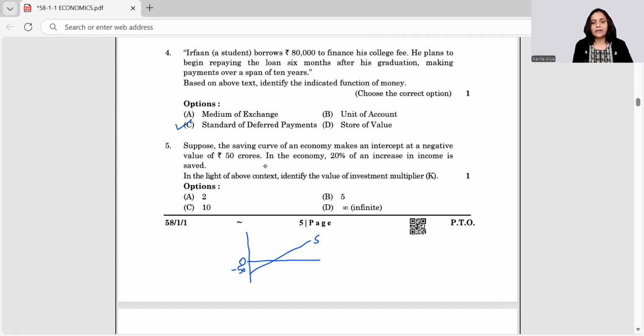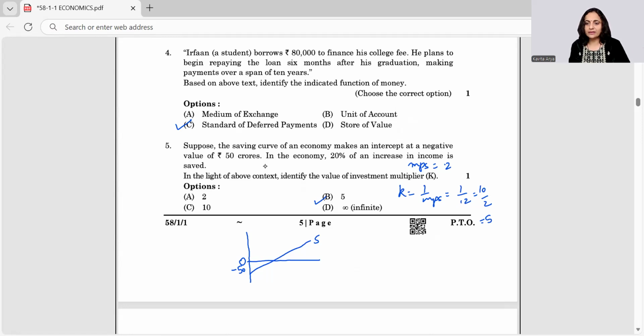Now, in the economy, 20% of the increase in income is saved. It means what is given to us, MPS is given to us to be 0.2 or 20%, 20 by 100. In the light of above context, identify the value of investment multiplier. What's the formula? Formula is K is equal to 1 by MPS. So how would it be? 1 by 0.2. That makes 10 by 2 and that makes 5. So my answer is 5.